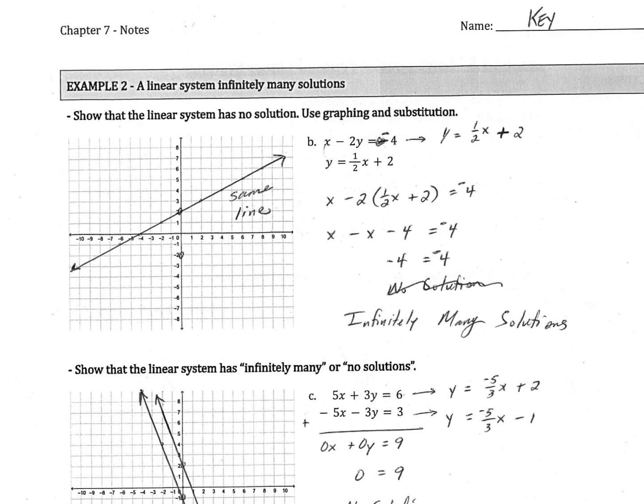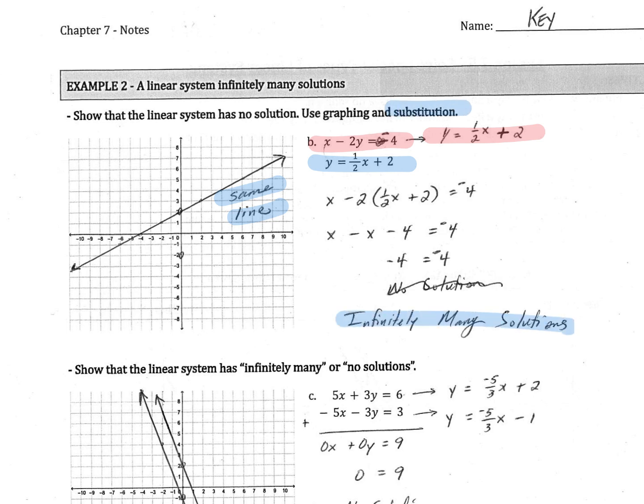Example 2. We are going to be looking at a system with infinite solutions. The first equation, x minus 2y equals negative 4. If we subtract x on both sides and we divide by negative 2, we get this equation right here. We'll compare the second one that I highlighted in red to this one that I'm highlighting in blue. They're the same. Okay, they're the same line. So that means infinitely many solutions.